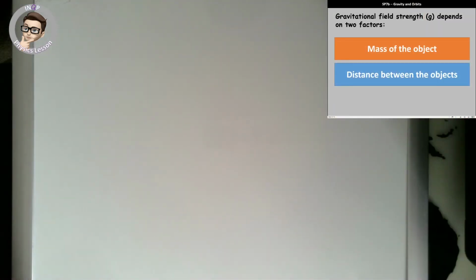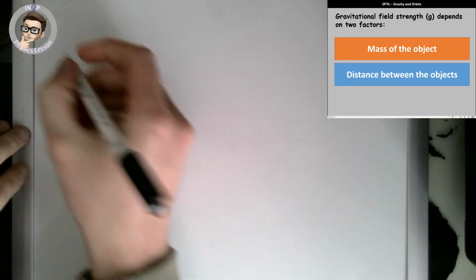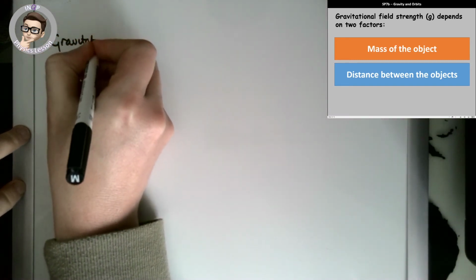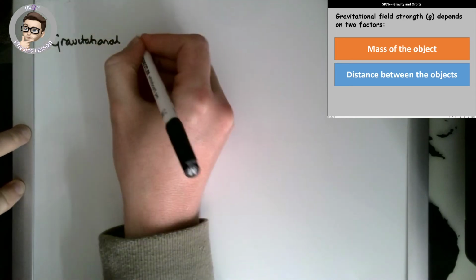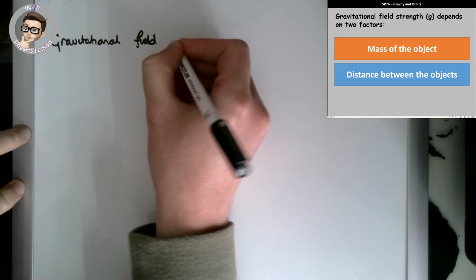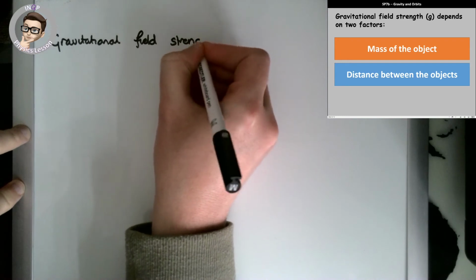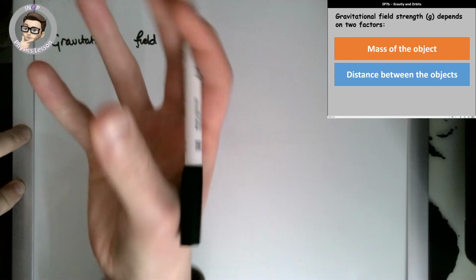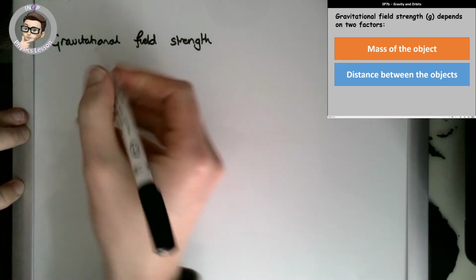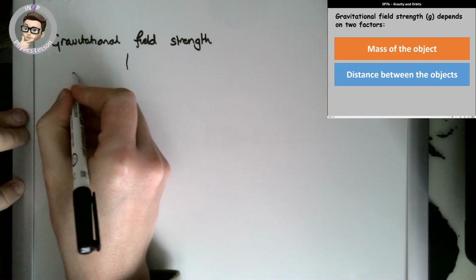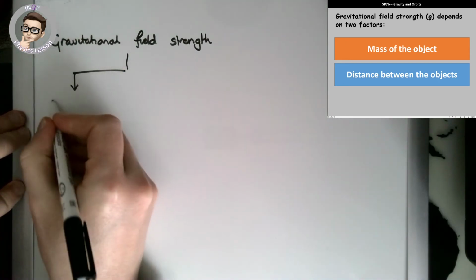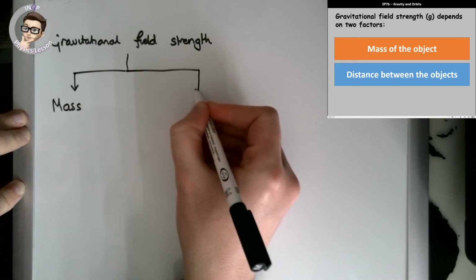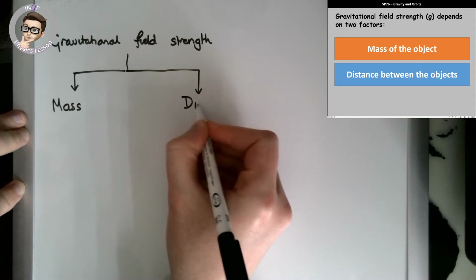Okay, so let's write ourselves some notes. Gravitational field strength, which is what we would call gravity, really. It's much better to call it a field because it is acting downwards, it's pulling you onto the planet. It's affected by two things. It's affected by mass, and it is affected by distance.